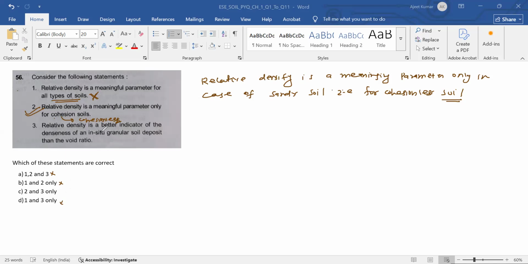Relative density is a better indicator for the denseness of an in situ granular soil deposit than the void ratio. Yes, this statement is correct. So option number C is the correct answer.